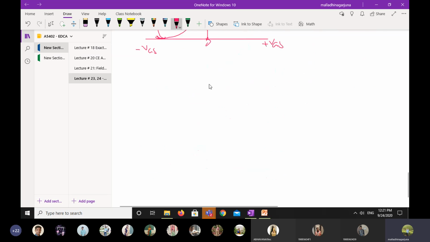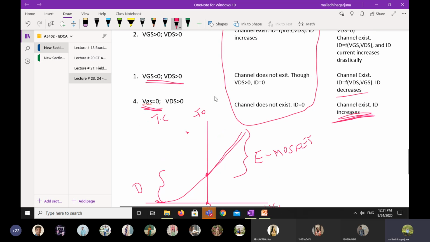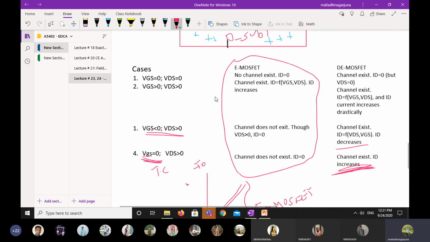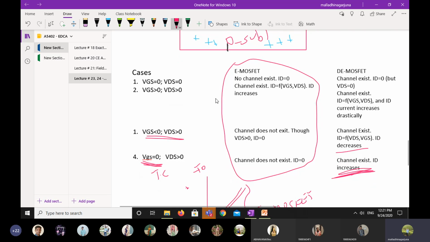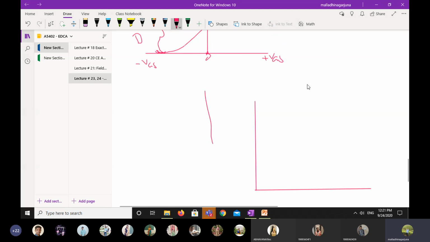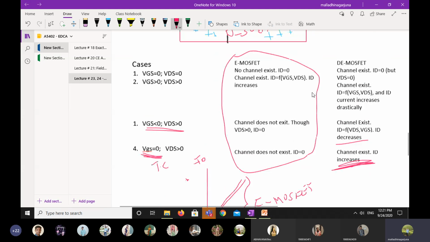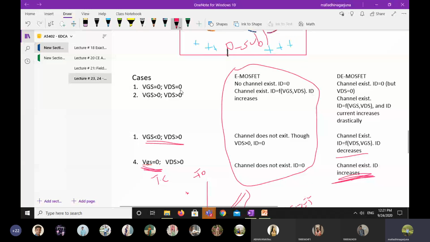So now coming to the next, the drain characteristics. Okay, coming to the drain. Here the drain voltage is zero, so the current is zero. So there is no current. Yes, VDS is zero, so here the current is zero. Okay, fine. Next, the drain current is increasing.